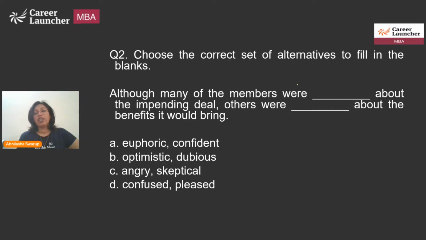So there are two blanks in this sentence, and for both the blanks we've given you four options to pick and choose from. So the question says choose the correct set of alternatives to fill in the blanks. Remember, there can be more than one type of filler. So you can have a single blank filler, you can have a multiple blank filler, and so on. So let's take a look. Although many of the members were something about the impending deal, others were something about the benefits it would bring. So, what should the correct answer be? Let's take a moment and solve it. Waiting for all your answers, guys.